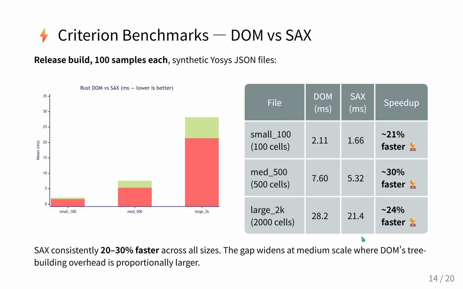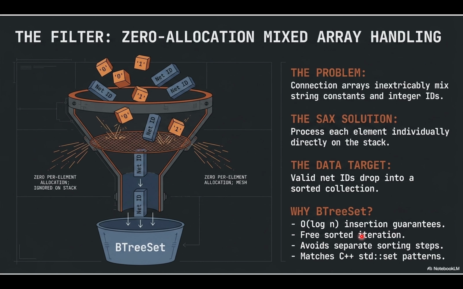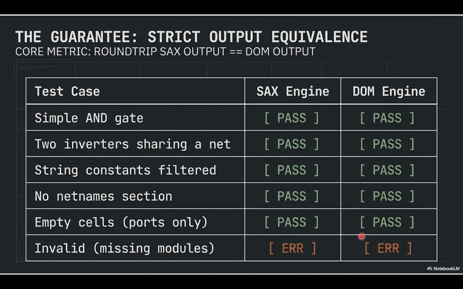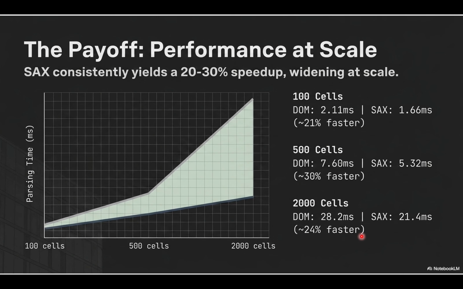Exactly. At the medium scale, the proportional time the CPU spends acting as a memory manager, allocating new blocks of heap space for millions of tiny objects, reaches its absolute peak relative to the file size. So when files get massively large, other bottlenecks like cache misses start to level the playing field slightly. But at the medium scale, the DOM memory management tax is brutal.